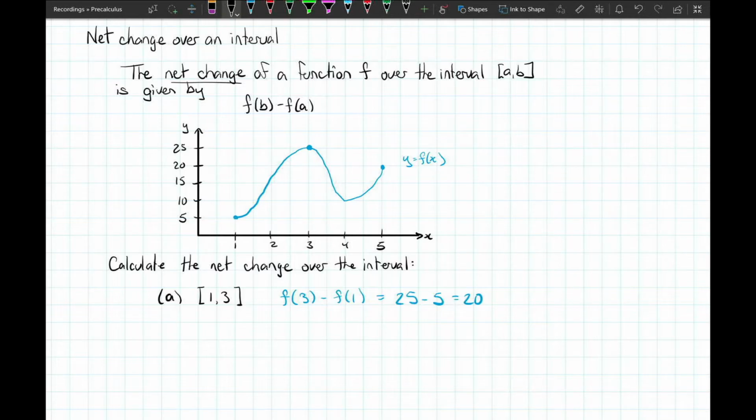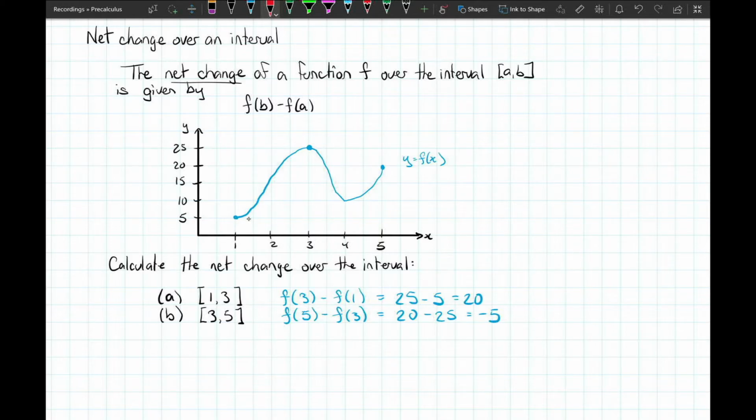Well, what about the net change from 3 to 5? The net change from 3 to 5, once again, we're going to be subtracting final minus initial, f(5) minus f(3). Now we have the point at (3, 25), and we have a point at (5, 20). Final minus initial, though, we have to subtract 20 minus 25, and that leaves us with negative 5. Remember, we're really only looking at the difference in the y values.